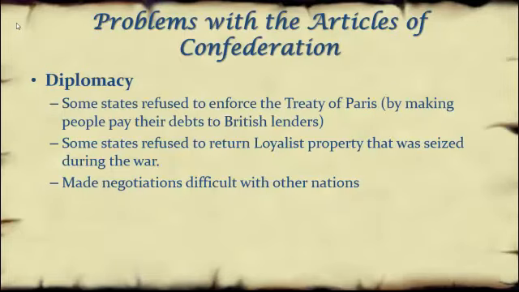Also, with diplomacy, under the Articles of Confederation, the U.S. government could not force states to agree to the treaties. So, right after the Revolution, some states refused to follow the terms of the treaty. And that made negotiations really difficult with other nations, because if you can't trust that your agreement is going to be honored and upheld, then why would you even negotiate or make a deal with somebody at all?